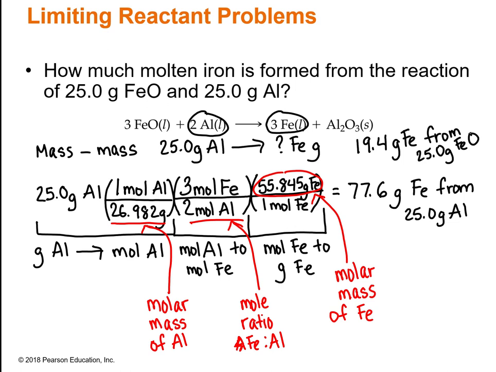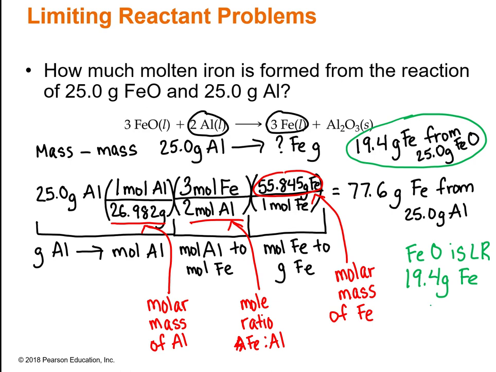So which one of these, the iron or the aluminum, produces the least amount of product? Yeah, it's going to be the iron 2 oxide. So that means iron 2 oxide is the limiting reactant. And we make 19.4 grams of molten iron. That's limiting reactant problems. They are longer, they take a little bit more time, but if you understand the mass to mass, mass to volume, and volume to volume question types, you'll be able to get this.